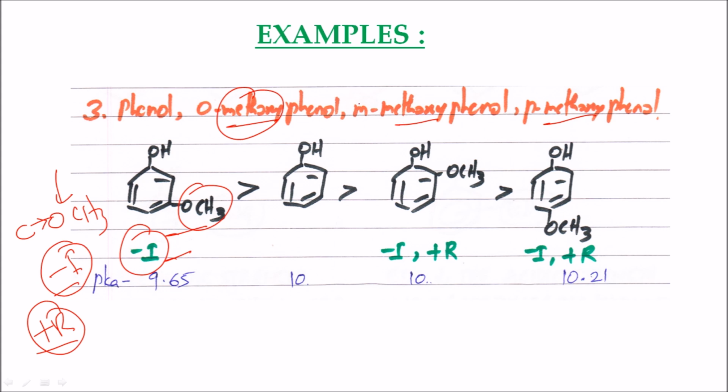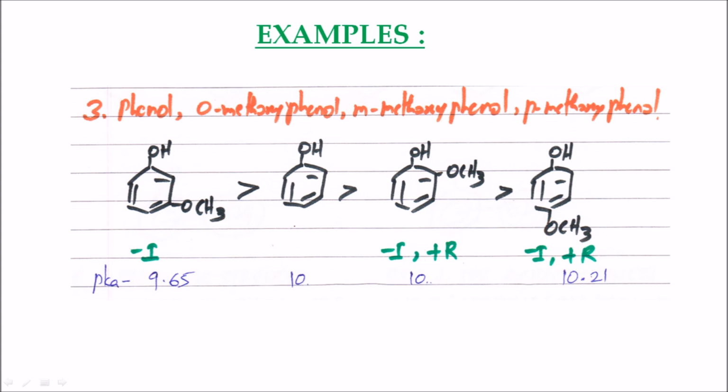More than that, next will be phenol, right? Why phenol? Because in the next two compounds, methoxy is attached to ortho and para position, and at ortho and para position, methoxy exhibits positive resonance effect also. So because of plus R, it acts as an electron donating group. So that should have less acidic strength compared to simple phenol. So the first one will be meta-methoxyphenol, more than phenol.